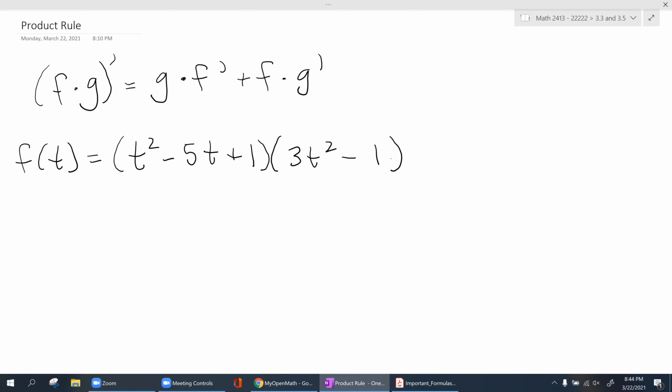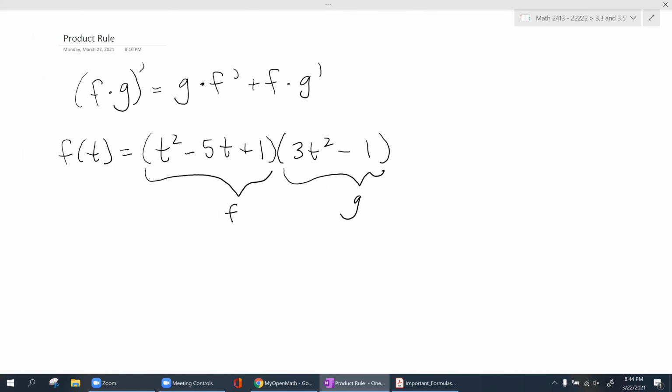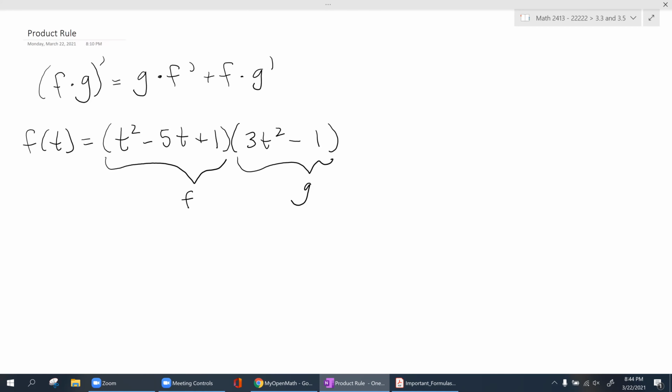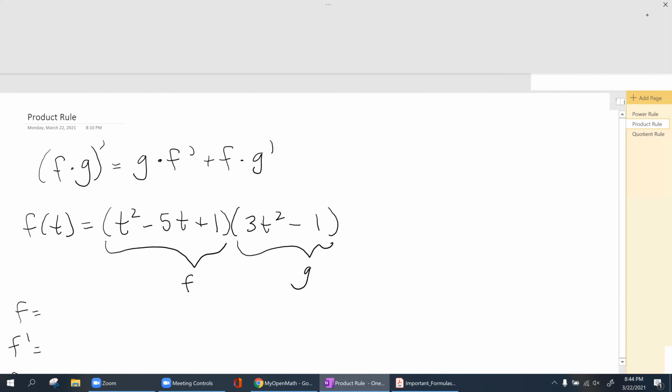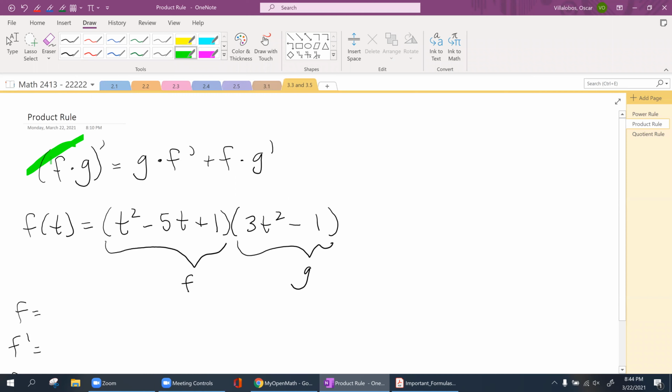So in other words, what I'm going to locate here is my left part. This entire piece is going to be my F. This other entire piece is going to be my G. These are the two things that I said are multiplying by one another. One thing you may want to do is keep things organized. I know I need to find F and F prime, and eventually I have to find G and G prime, and then I can plug everything into this wonderful formula.